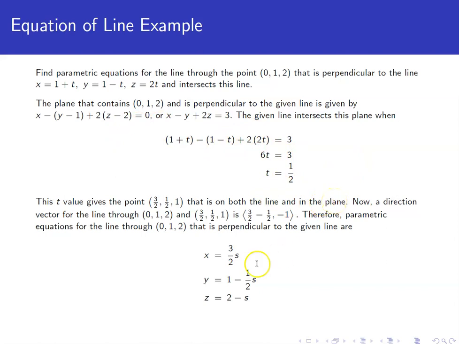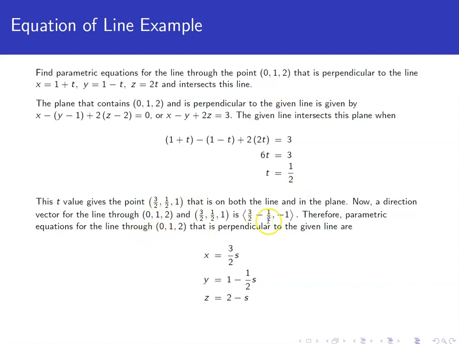What that tells me is that the point (3/2, 1/2, 1), which I get by plugging the 1/2 back into the line, is on both the line and the plane. Remember, we're trying to find an equation of a line, so I need two points that are on the line so that I can find an appropriate direction vector. So the point (0, 1, 2) is on the line. The point (3/2, 1/2, 1) is on the line.